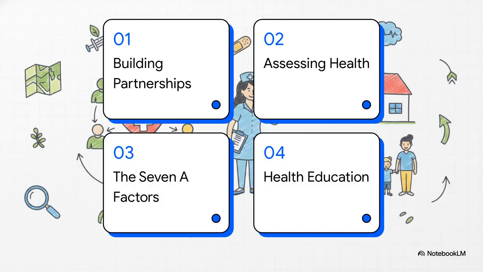So, here's our roadmap for today. We're going to hit 4 core areas. Section 1 is building community partnerships. Section 2 is assessing community health. Section 3 covers the 7A factors. And Section 4 wraps up with principles of health education. All right, let's get your brain organized for this exam.